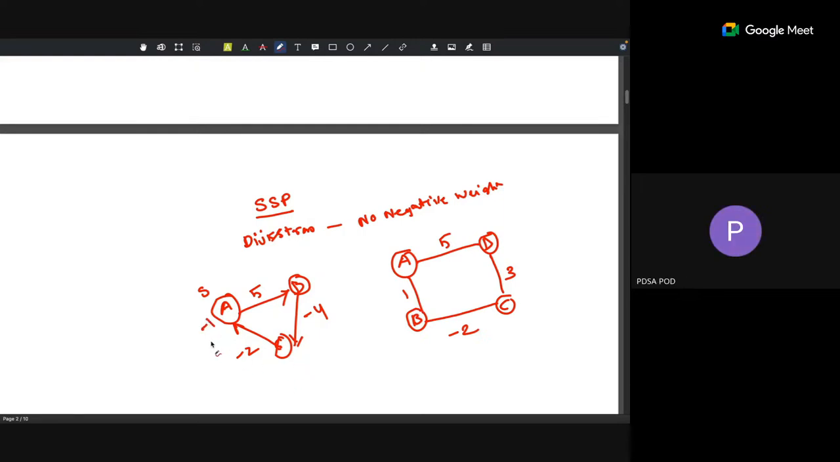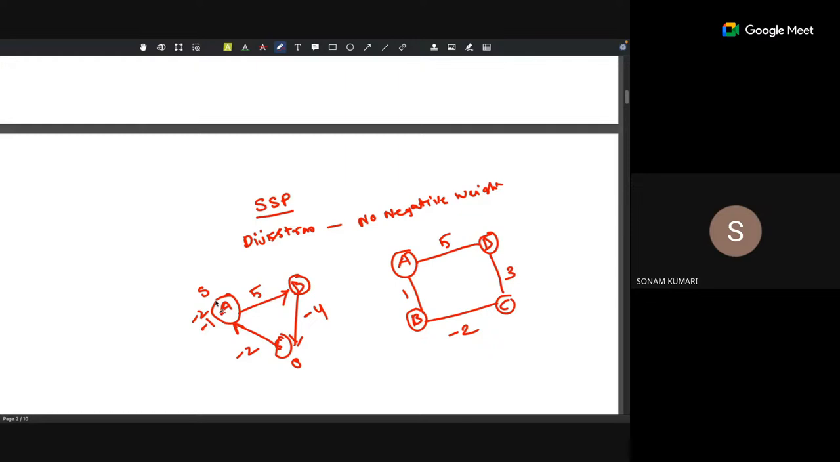Again -1 and this 5, that is 4. Again 4 and -4, 0. Then 0 and -2, minus 2. So it never stabilizes. Because of that, with negative cycles, Dijkstra's algorithm fails.